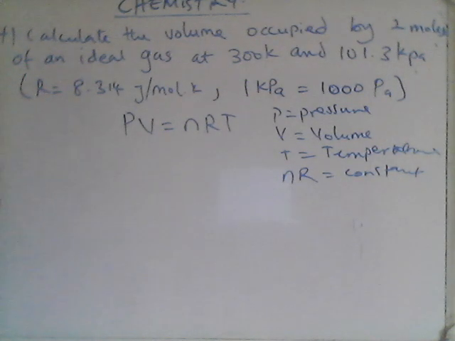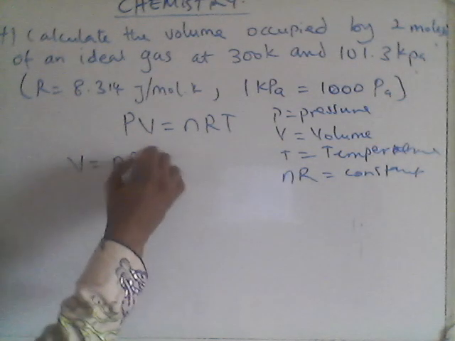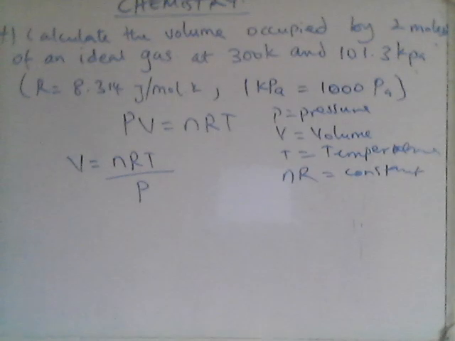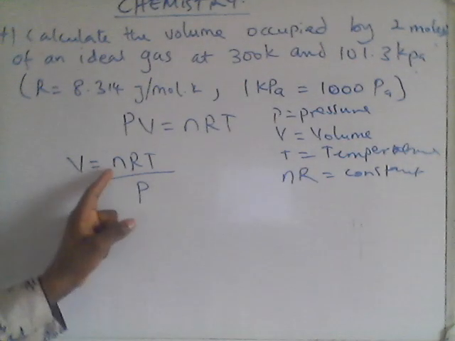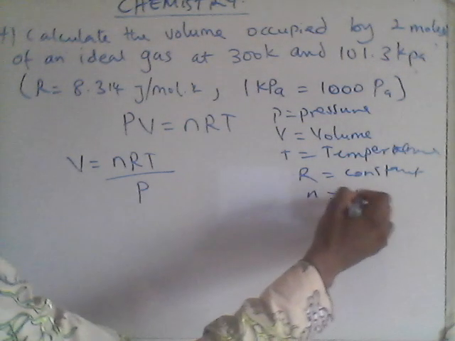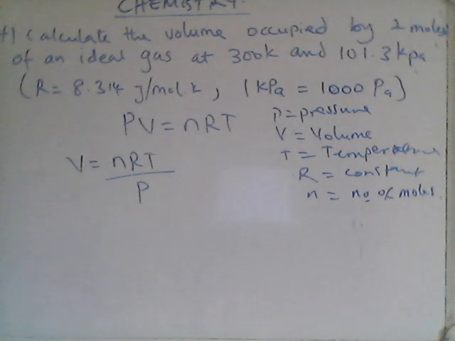So we're given these parameters. We're given pressure. We're trying to find the volume. So this volume we're looking for, we can make it the subject of the formula. So I say V is equal to nRT over P. The n here is 2 moles, because n is the number of moles, and R is the constant. Okay, so we're given n as 2 moles.